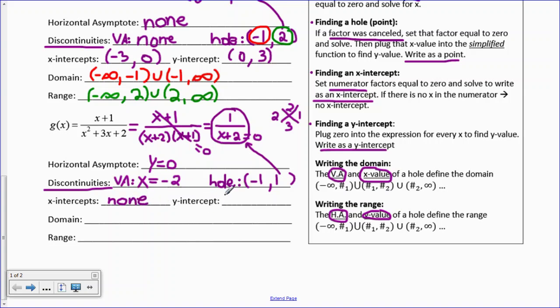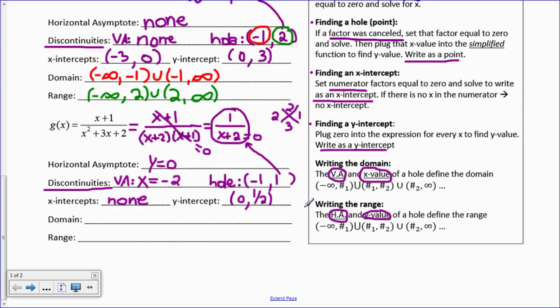All right, the y-intercept. Remember the y-intercept is 0, something. So I'm going to take 0 and plug it in for x everywhere that there is one. There's only one x right here. So if I plug in a 0, that would be 1 divided by 0 plus 2. And if you simplify that, it becomes 1/2. So the y-intercept is at 0, 1/2.